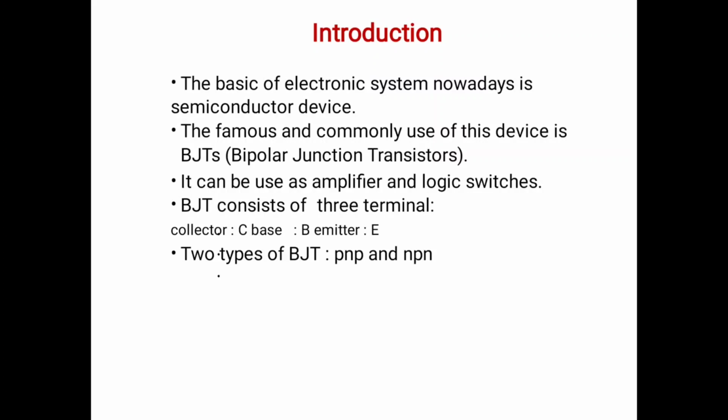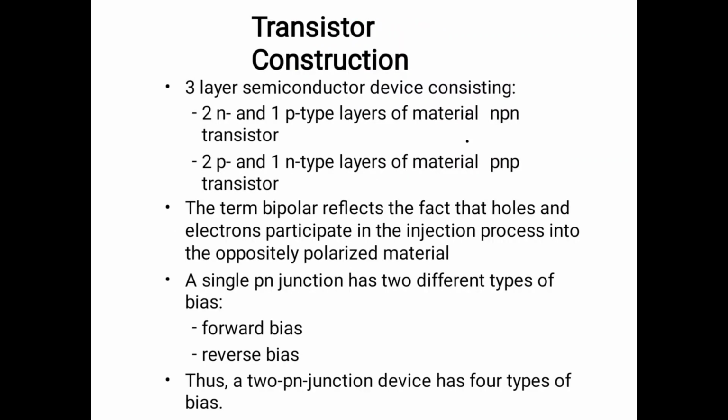There are two types of BJT. The first one is the PNP, and the other one is the NPN transistor. The transistor is constructed as a three-layer semiconductor device, consisting of 2 N-type and 1 P-type layers of material for the NPN transistor, and 2 P-type and 1 N-type layers of material for the PNP transistor.